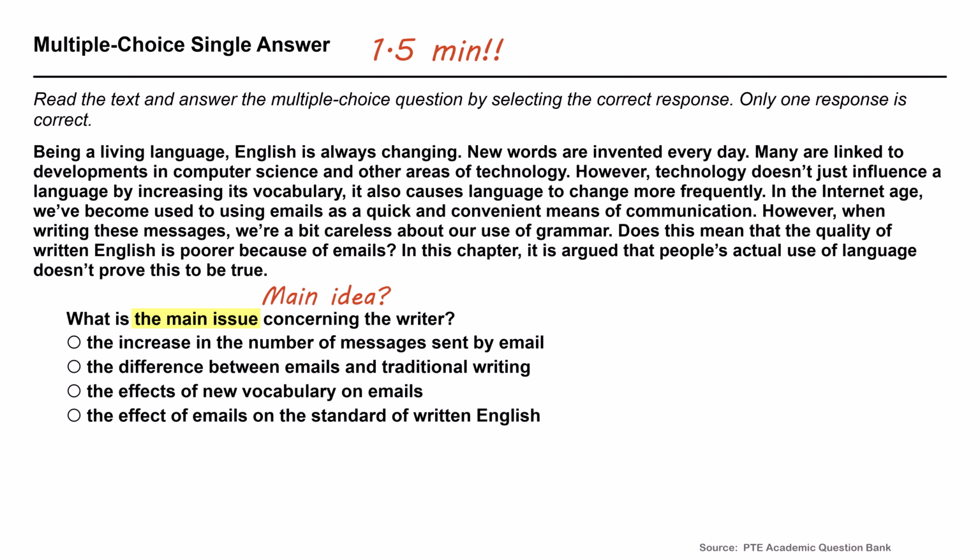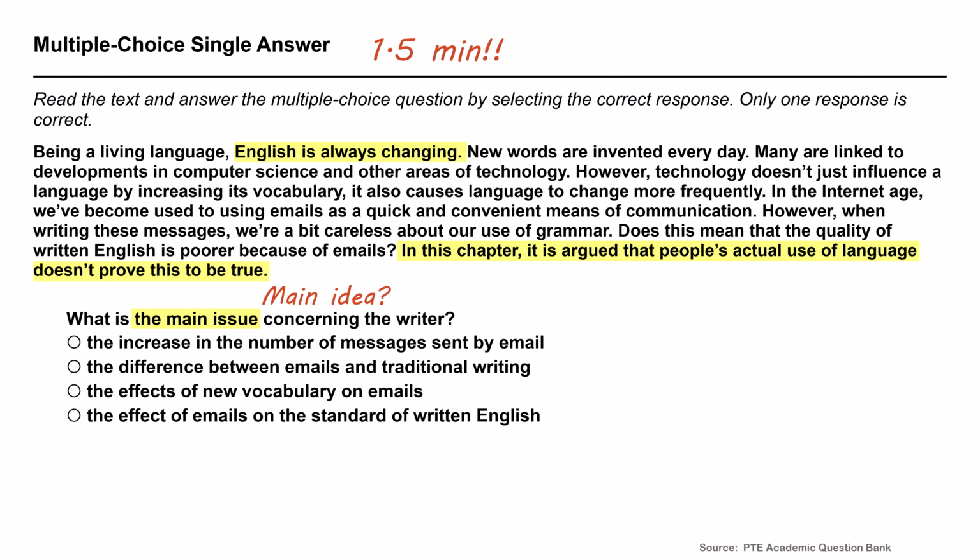What is the main issue concerning the writer? So you need to look for the main idea. Point 3, now let's read the first and last sentence. The first sentence is, English is changing. That could be a main idea. Next, check the last sentence. In this chapter, it is argued that people's actual use of language doesn't prove this to be true.